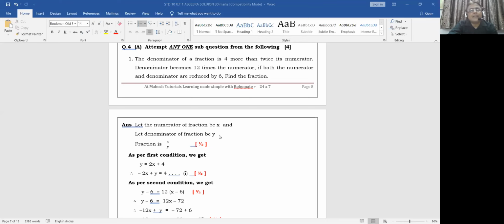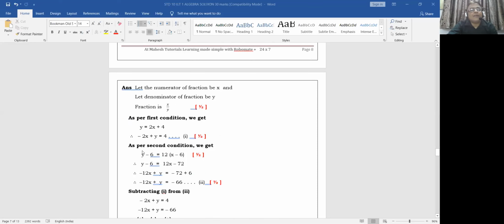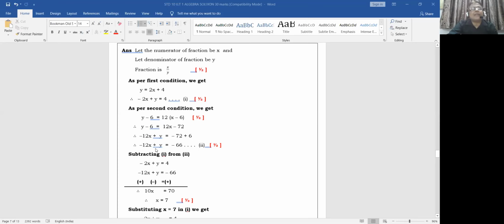Let the numerator be x, let the denominator be y, and the fraction be x upon y. If you have written till here, give half mark. Or if you have written directly, let the fraction be x upon y, still give half mark. Next one. As per first condition, I will get minus 2x plus y equal to 4. Or if you have transferred y on the right hand side, you will get 2x minus y equal to minus 4. Both are correct. I repeat, you will get 2x minus y equal to minus 4. That way you will get. So both are correct.